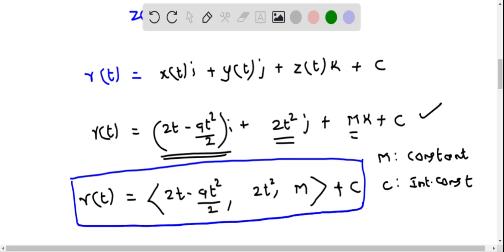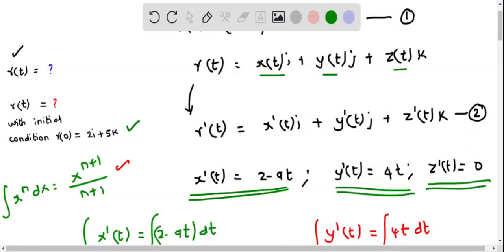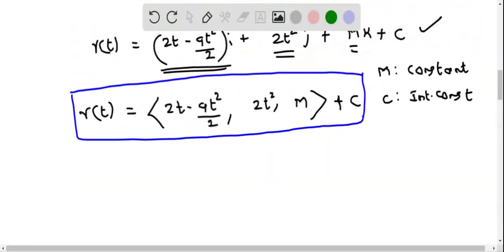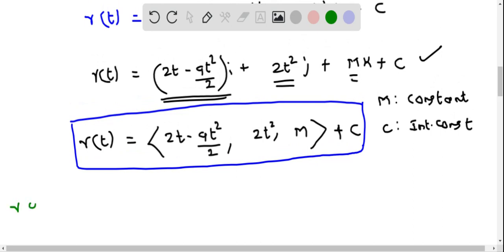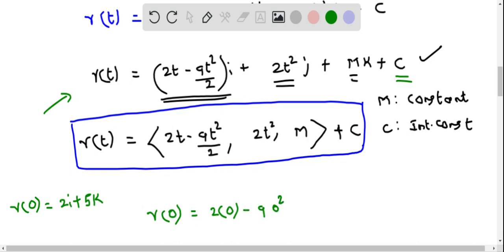We will now determine the r of t using the initial condition. That is r of 0 equals 2i plus 5k. So let me copy that over here. We are given that r of 0 equals 2i plus 5k. I'm going to substitute this into this equation so that we can determine the value of the integrating constant c, which means I have to replace all the values of t with 0. So therefore, this becomes r of 0 equals 2 times 0 minus 9 times 0 squared divided by 2 times i plus 2 times 0 squared times j plus mk plus c.